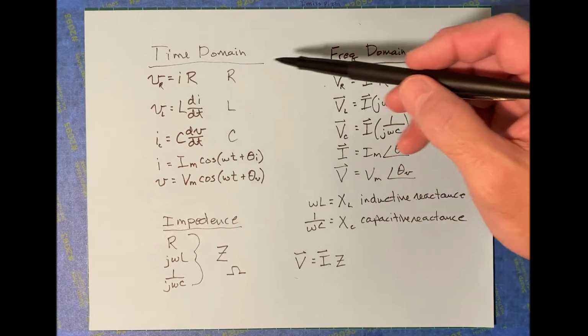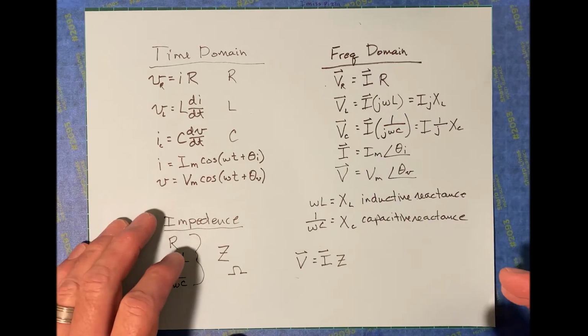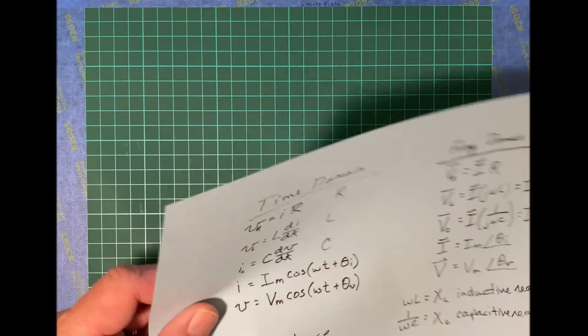But how did you jump from this to that? Let me show you a little bit about that right there. So we'll spend a few minutes talking about that right now. What we're going to do is imagine that we've got a circuit with each one of these elements in it. So let's start with the resistor first.